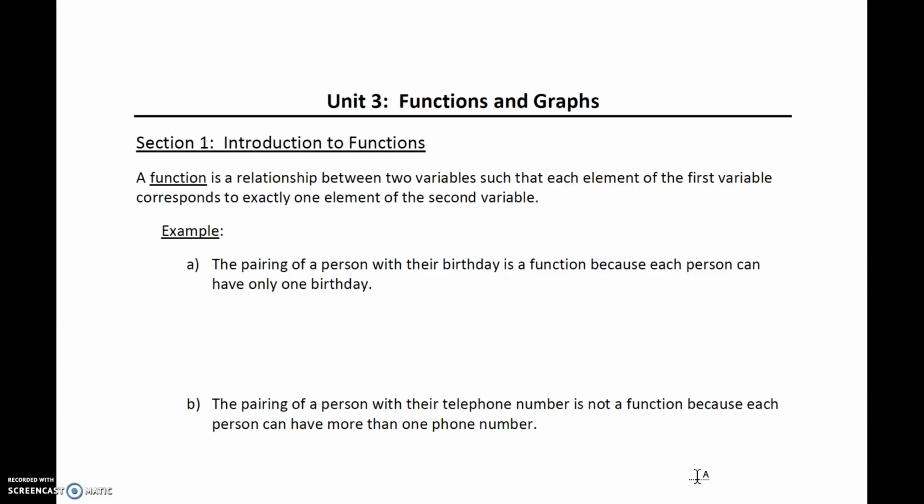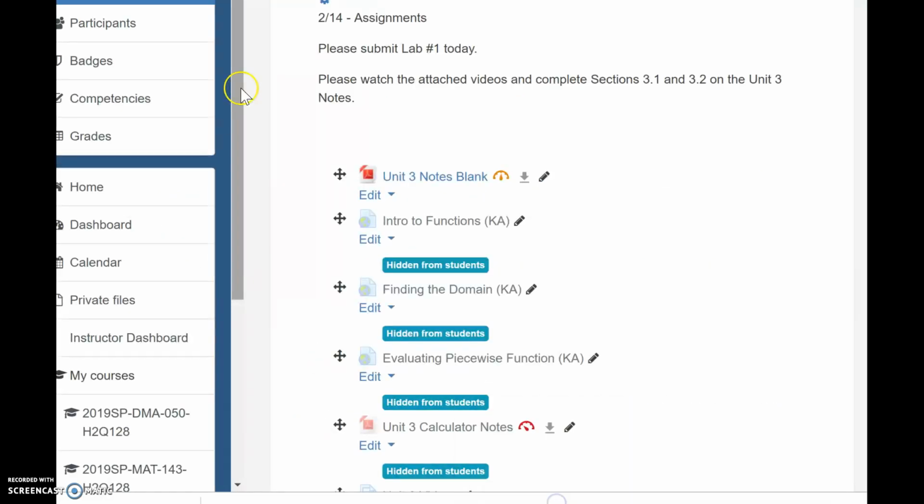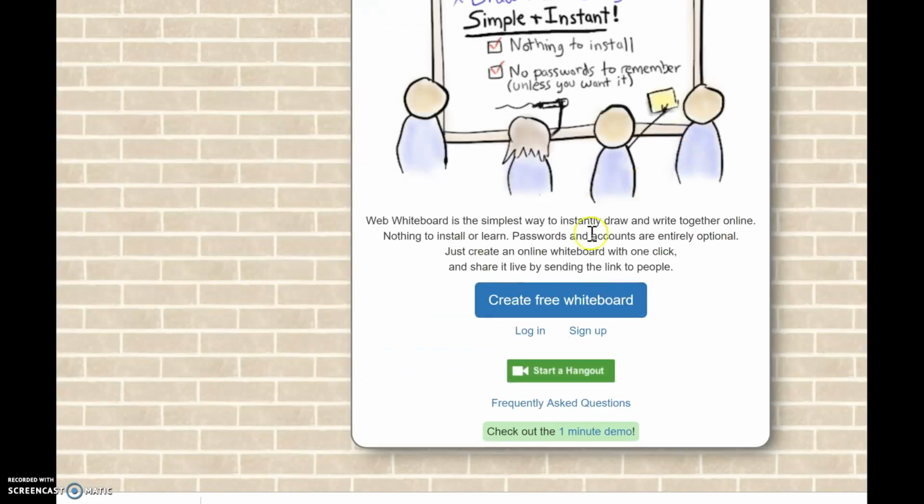A function is a relationship between two variables wherein the input variables don't repeat. The input variable corresponds to exactly one element of the output, or the second variable. So in the two examples on the notes, part A, the pairing of a person with their birthday is a function because each person can only have one birthday. I'm going to draw a diagram, what we call a mapping diagram, to represent this relationship.